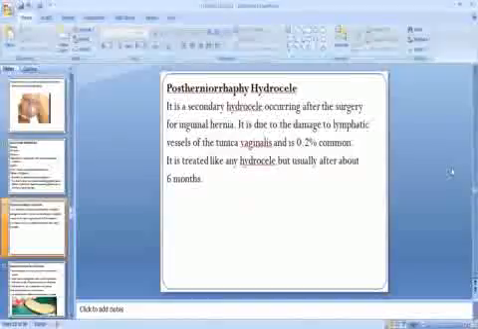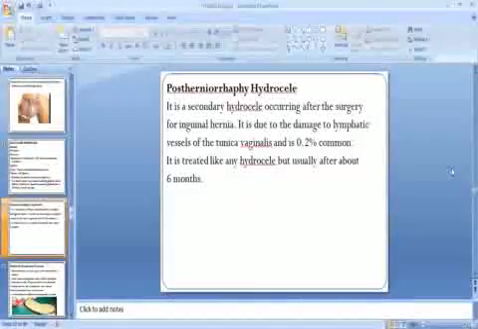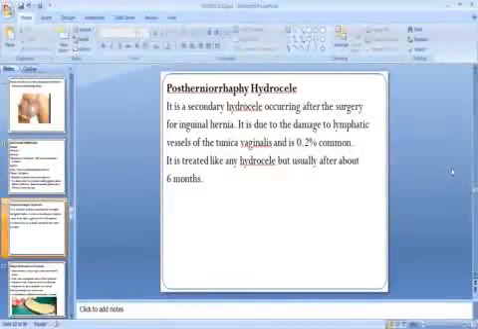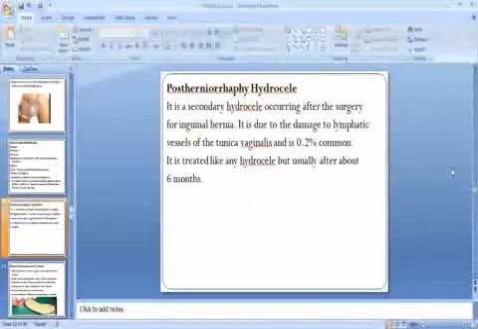Post-herniorrhaphy hydrocele. It is a secondary hydrocele occurring after surgery for inguinal hernia. It is due to damage of lymphatic vessels of the tunica vaginalis and is 0.2% common. It is treated like a hydrocele but usually after about 6 months.